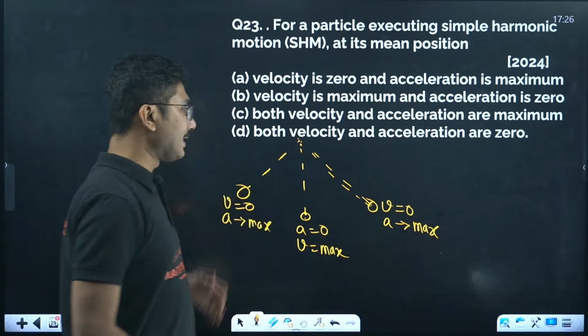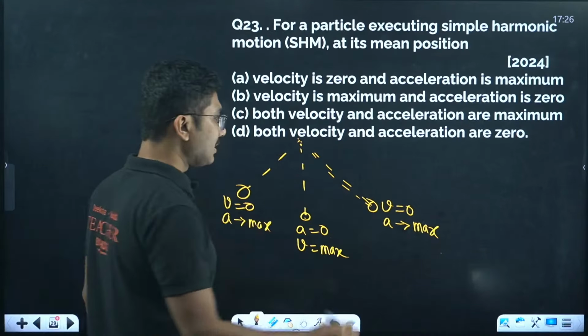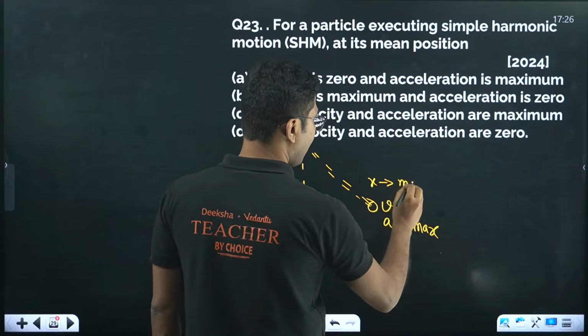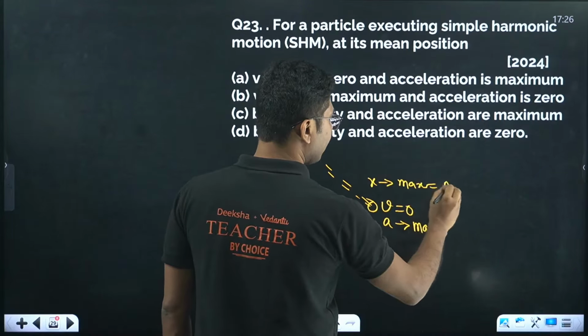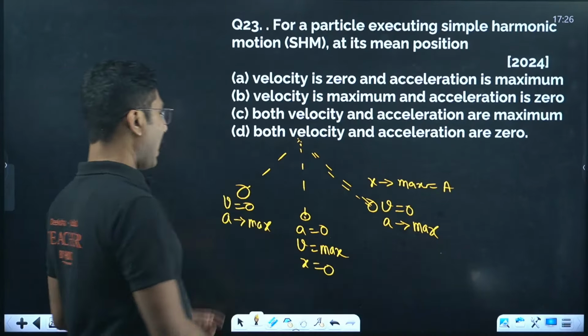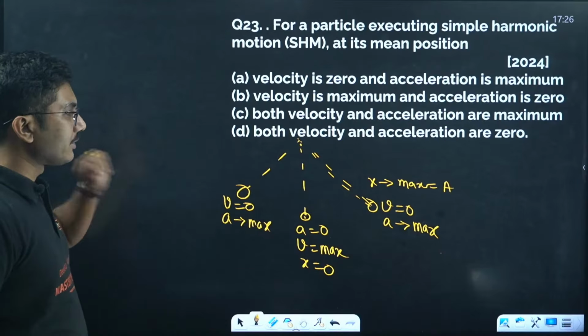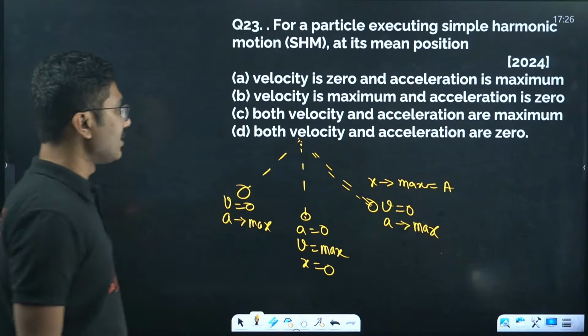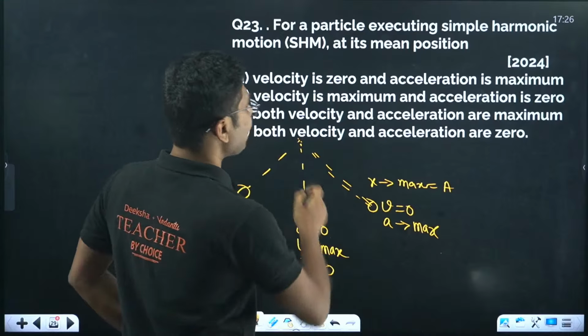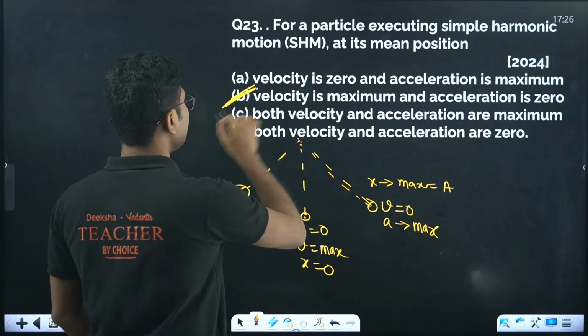So at the extreme positions, displacement is maximum and that equals the amplitude. Here displacement is 0, and at the extreme ends velocity is 0, acceleration is maximum. So from this we can say that at the mean position velocity is maximum, acceleration is 0.